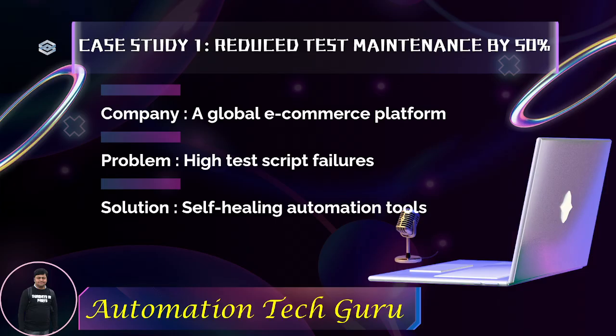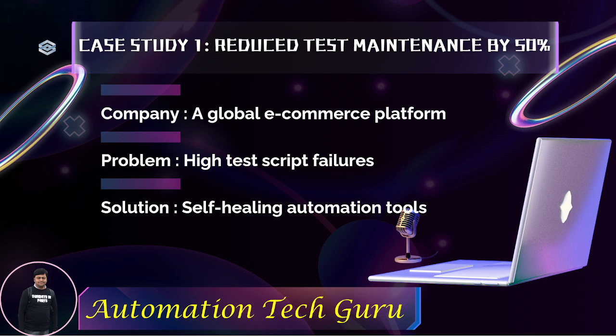Case study 1: reducing test maintenance by 50%. How AI powered self healing automation reduced test maintenance by 50%. Take global e-commerce platforms like Amazon and eBay. The problem is high test script failures due to frequent UI updates, leading to 40% of automation effort spent on maintenance. The solution is implementing AI driven self-healing automation tools like Testim and Functionize.